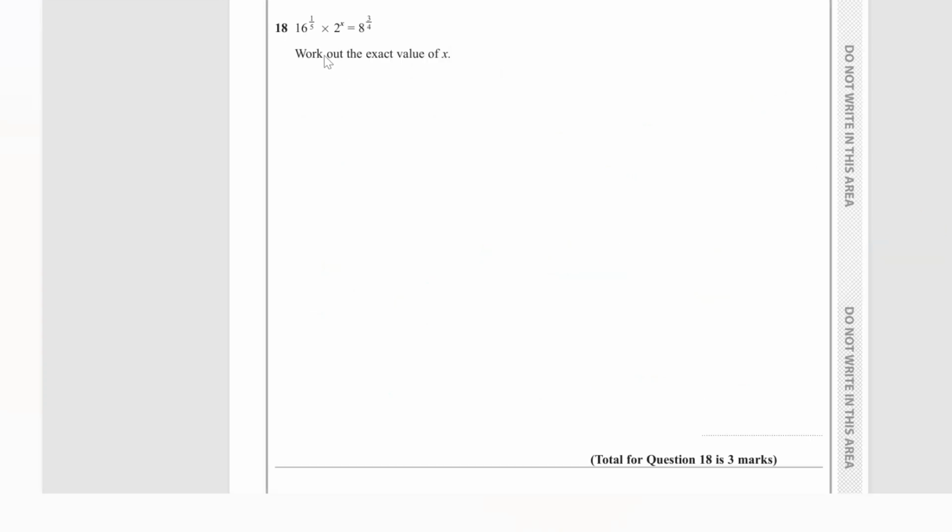Next question here. We've got 16 to the power of 1 over 5 multiplied by 2 to the power of x gives us 8 to the power of 3 over 4. Work out the value of x. So in order to work this out, it would help if we could convert this 16 and this 8 into base numbers of 2. So 16 is 2 to the power of 4, and 8 is 2 to the power of 3.